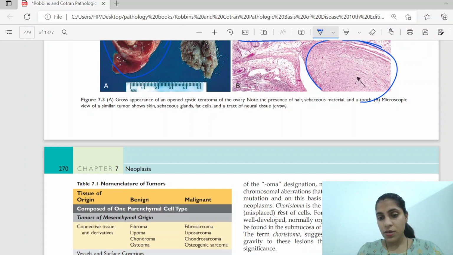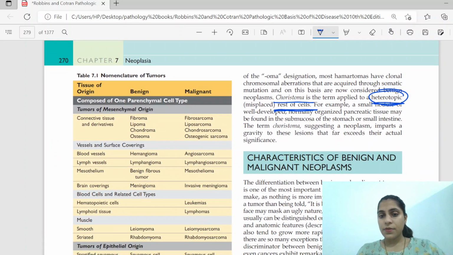Then we come to a choristoma. Choristoma is a normal tissue, but it is present at an abnormal location. It is a heterotopic rest.